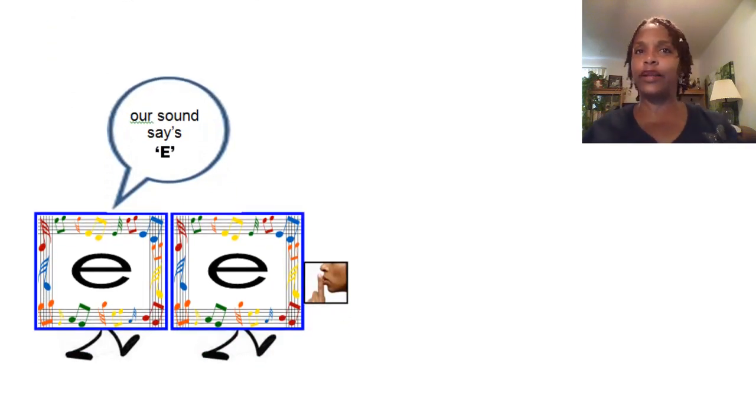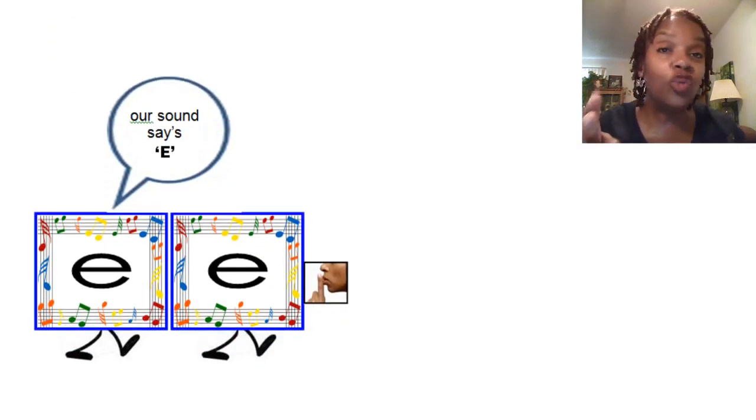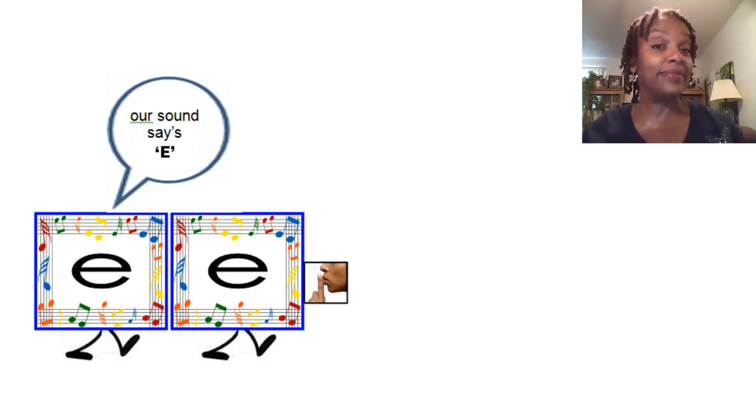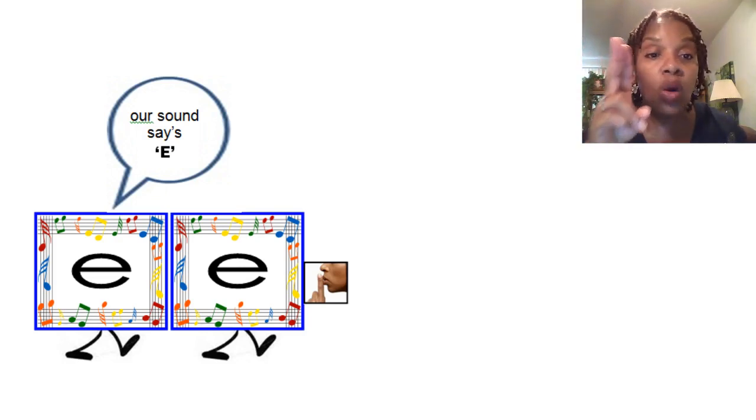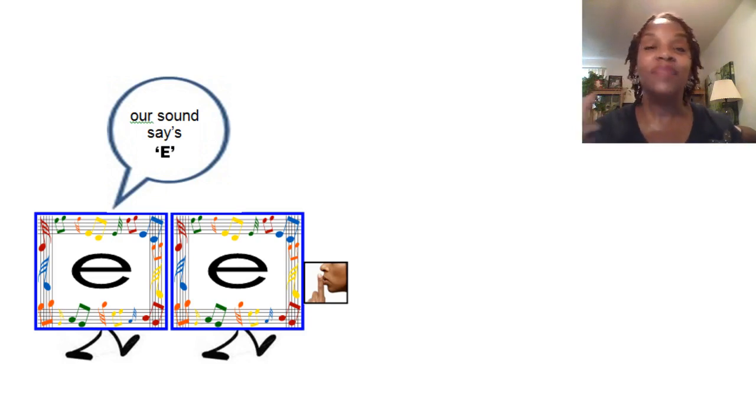Look at this. This is kind of interesting. These are two vowels that are the same. But the vowel partner rules, or the two vowels walking partner rule, still applies. When two vowels walk, only the first one gets to talk. And it says its letter name, not its letter sound.